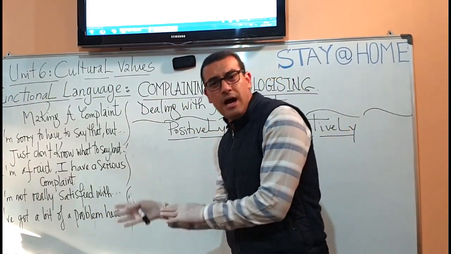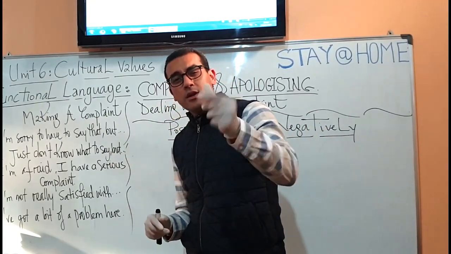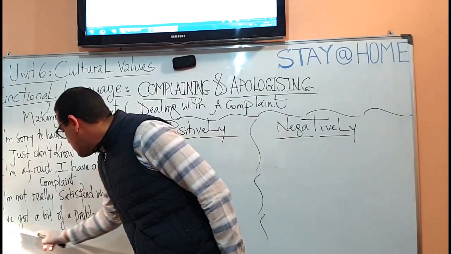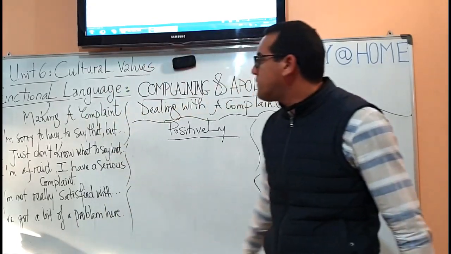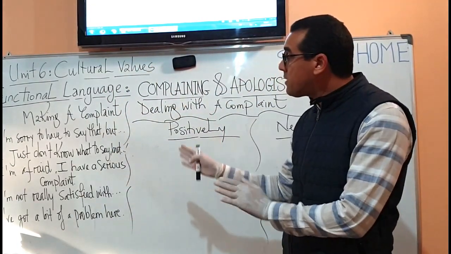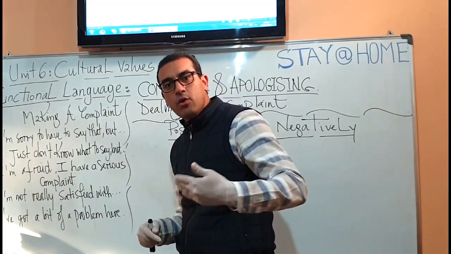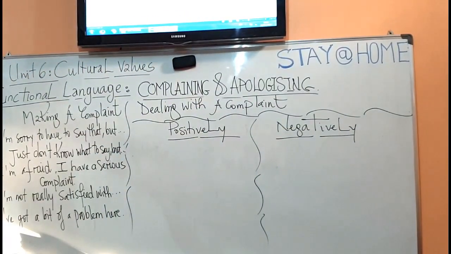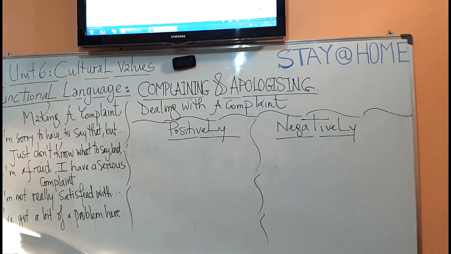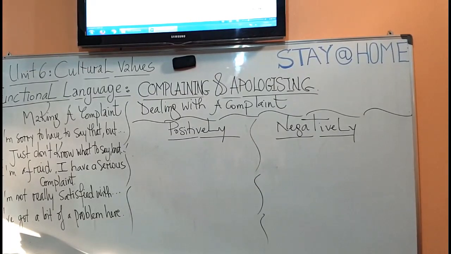Your music is too loud, or your music is making a lot of noise. Can you turn it down, please? So I've got a bit of a problem here. These are some expressions that we can use to make a complaint to a person who is annoying, disappointing, or bothering you. So we have number one, "I'm sorry to have to say that, but." "I just don't know what to say, but." "I'm afraid I have a serious complaint." "I'm not really satisfied with." "I've got a bit of a problem here."